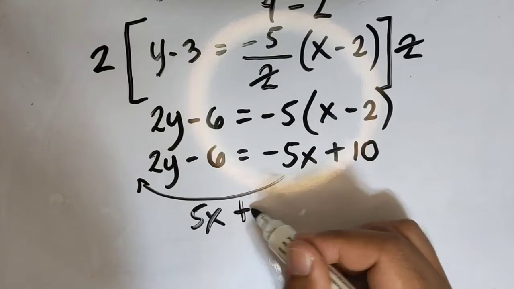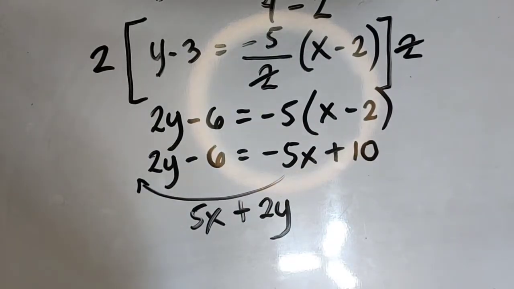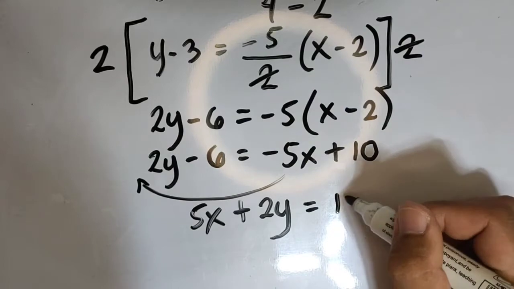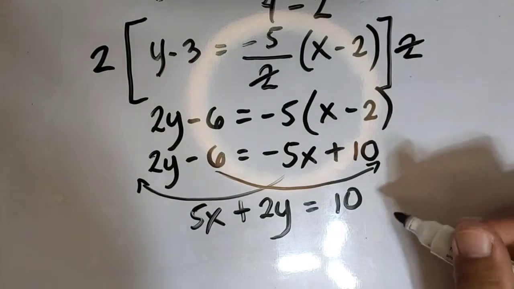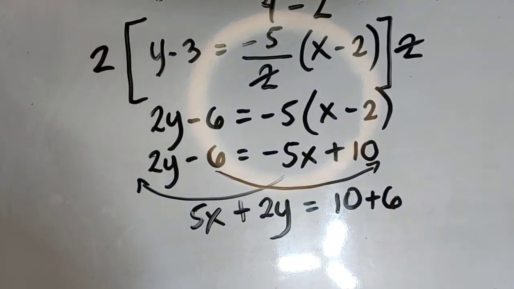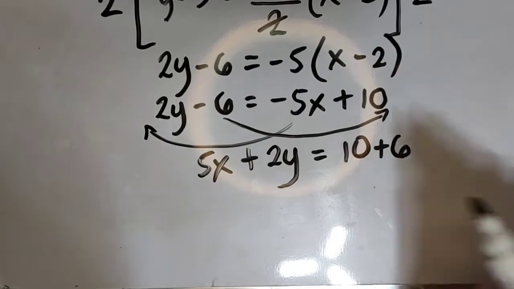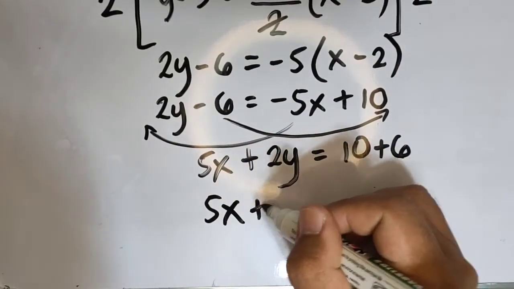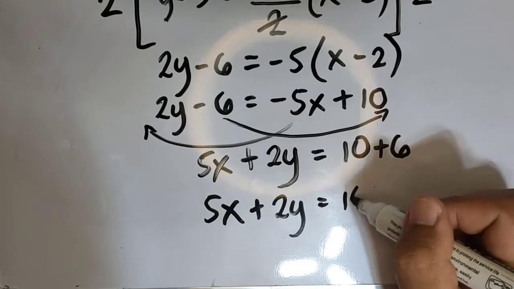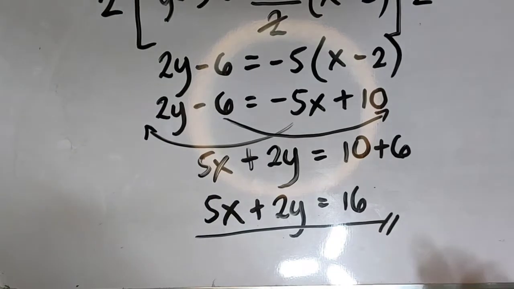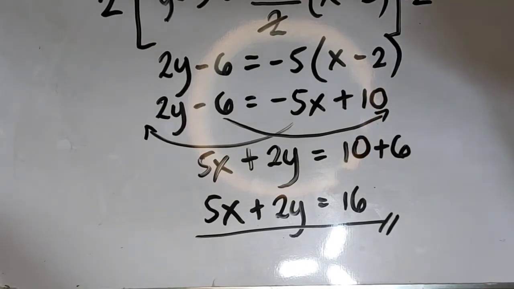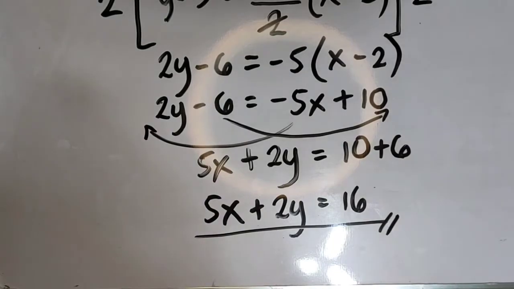And then we will just copy positive 2y. So, we have plus 2y is equal to 10. And then, transpose negative 6 to become positive 6. Okay? And then, we will just simplify our answer. We have now 5x plus 2y is equal to 16. This is now the standard form of the equation of a line. Okay? We have 5x plus 2y is equal to 16. Okay, let's have another example.